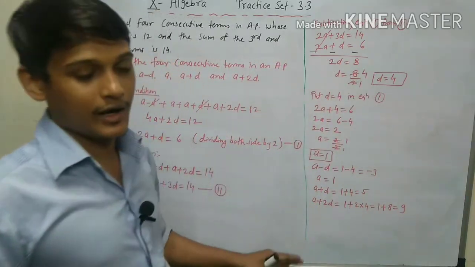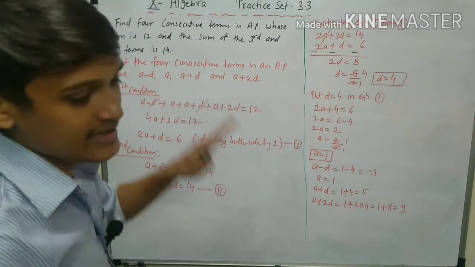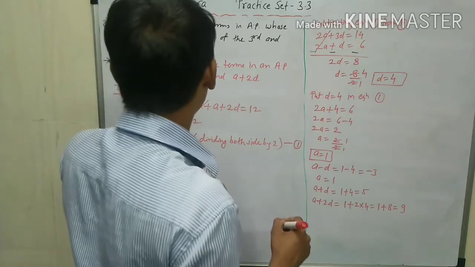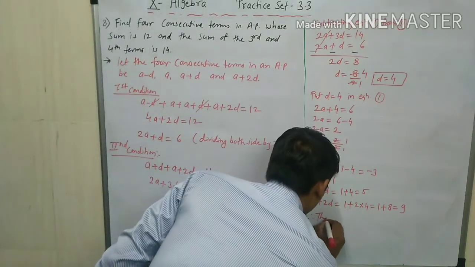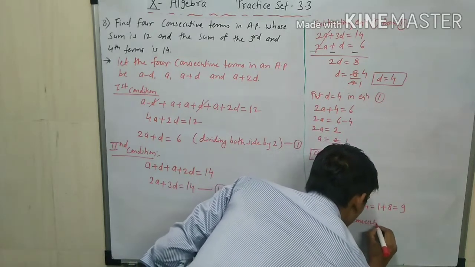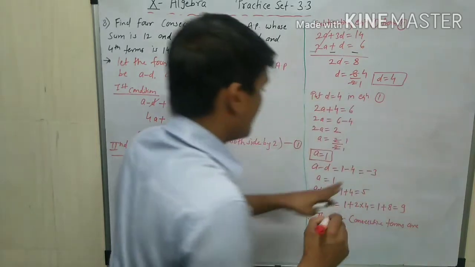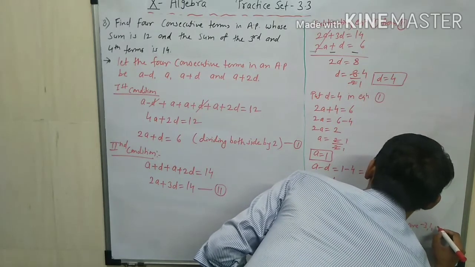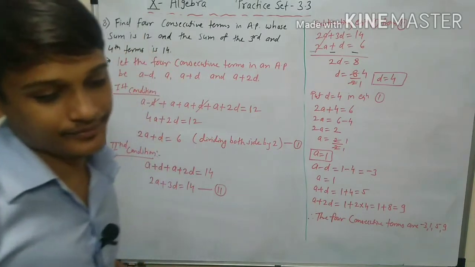9. Understood? Now we can write here the 4 consecutive terms are -3, 1, 5 and last is 9.